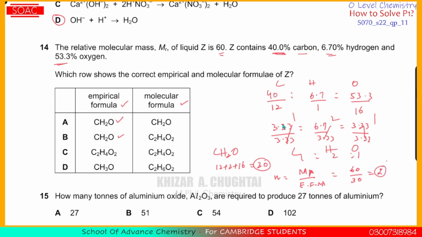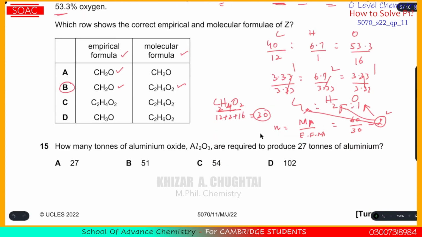So basically this 2 is the number that will be multiplied with the subscripts of these elements. The empirical formula was CH2O. Its molecular formula will be C2H4O2, this one. So B is the correct option.